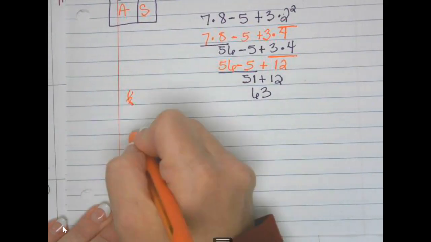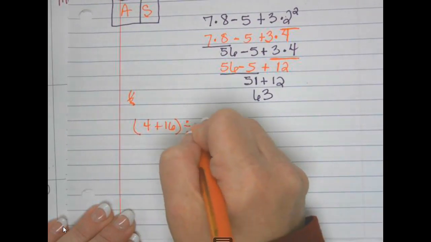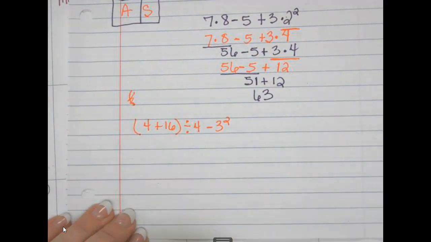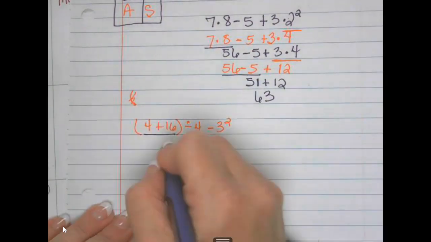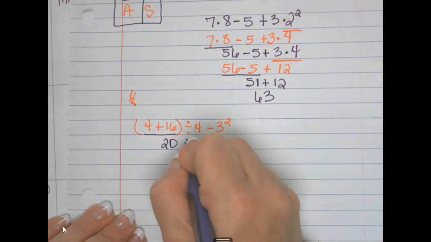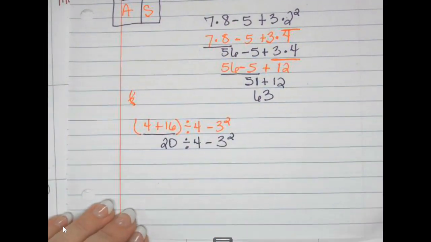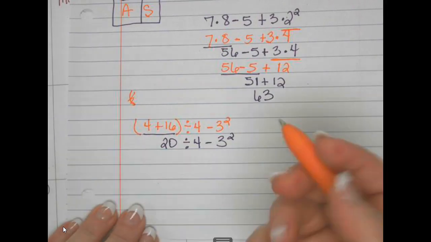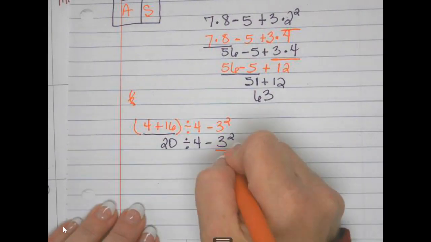My next one. 4 plus 16, all divided by 4 minus 3 squared. Do I have any parentheses? Yes. 4 plus 16 is 20. Divided by 4 minus 3 squared. Now, do I have any more parentheses? No. Do I have any exponents? Yes. 3 squared is 3 times 3, which is 9.